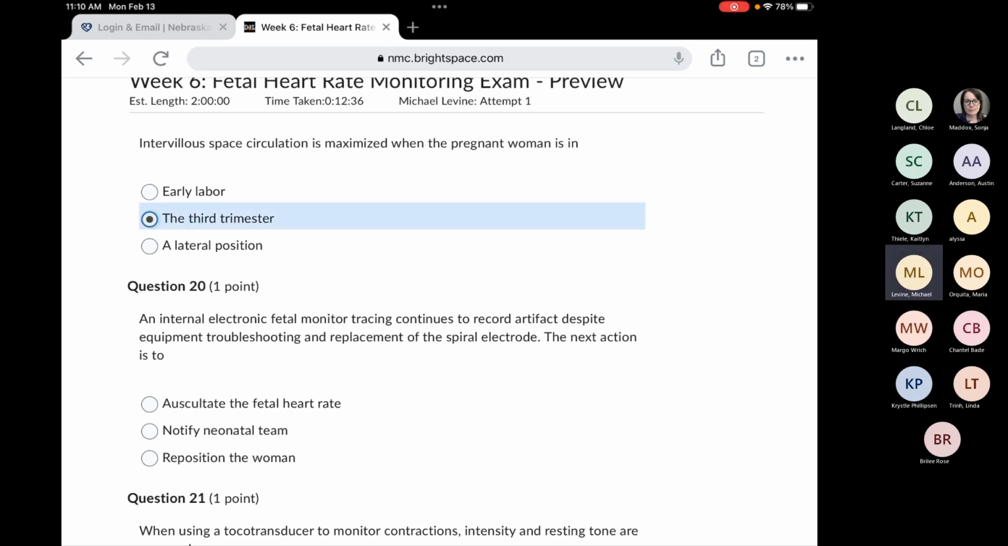So the third trimester would be the answer. If the question had to do with labor, lateral positioning would maximize uterine blood flow.